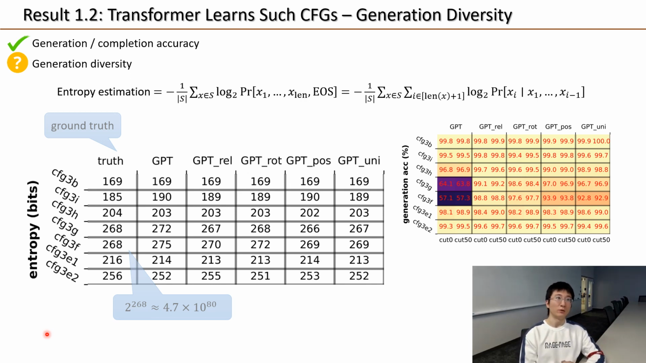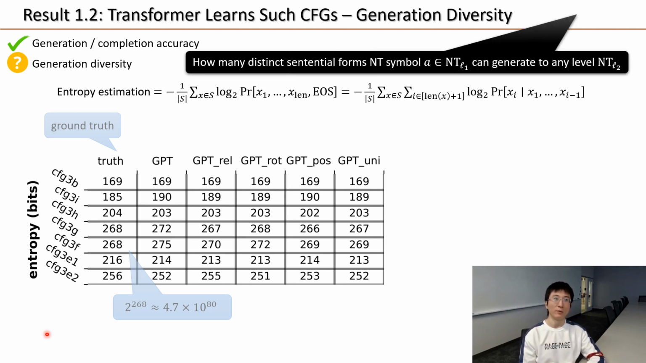Now back to generation diversity. Is there any better way to look at diversity? So we actually also proposed in the paper to study, instead of just looking at entropy as a single number, how many distinct sentential forms you can generate from any symbol at one level of the CFG to another level of the CFG. If L1 equals 1 and L2 equals 7, that just means how many sentential forms you can generate from the root to the leaf. But we can study something in between, for instance how many sentential forms you can generate from level 2 to level 6.